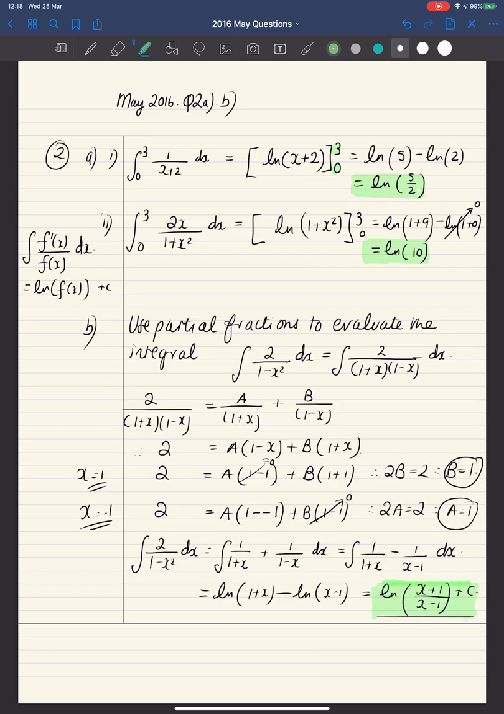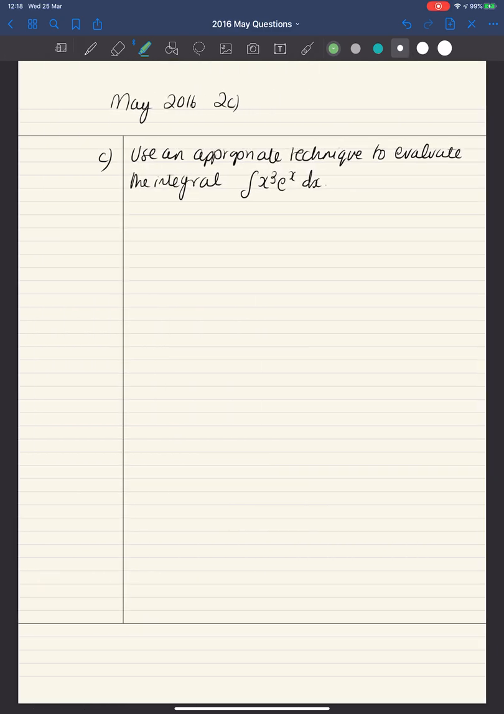Okay, right, part C. Use an appropriate technique to evaluate the integral of x cubed e to the x. Now there's 2 ways of doing this. The standard way is integration by parts. So we've got the integral of u v dashed dx is uv minus the integral of v u dashed dx.